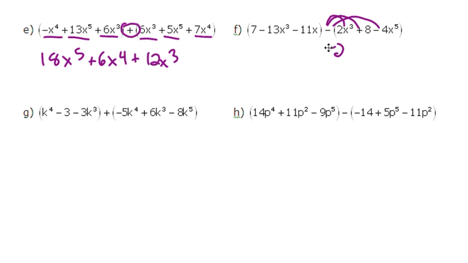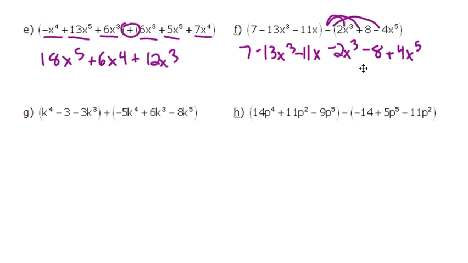So I have negative 2x to the third minus 8 plus 4x to the fifth. So you're basically changing the sign of everything. Here's 7 minus 13x to the third minus 11x.